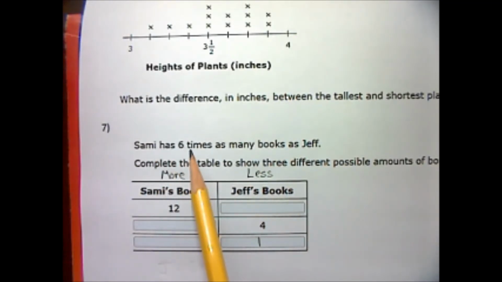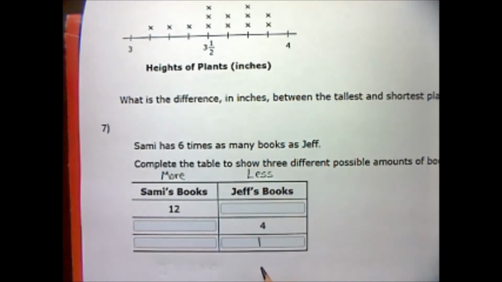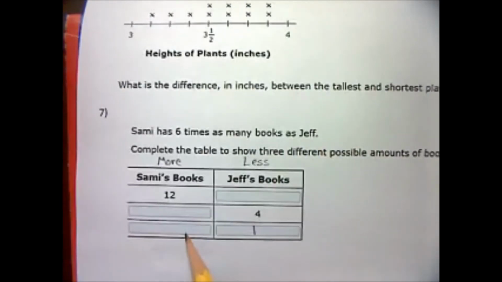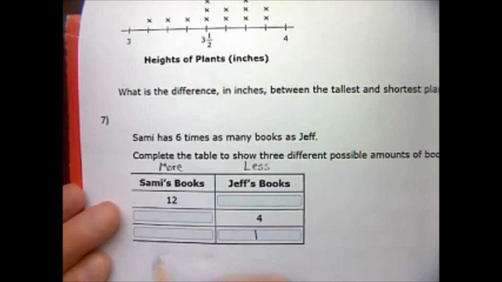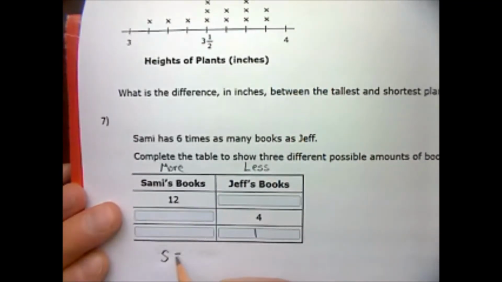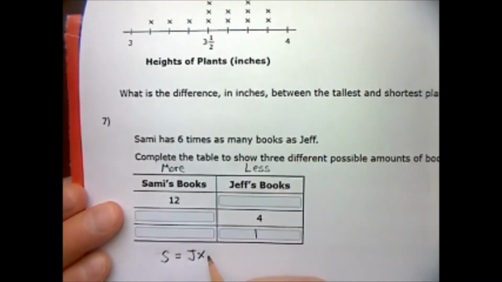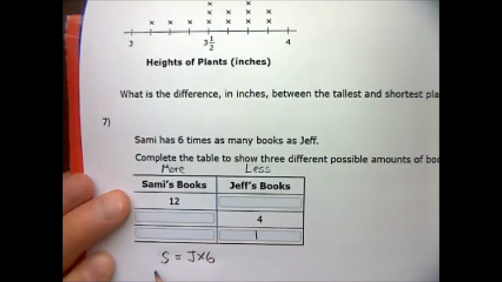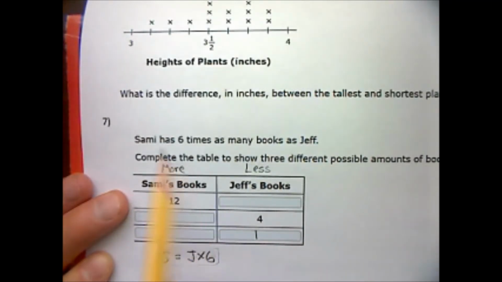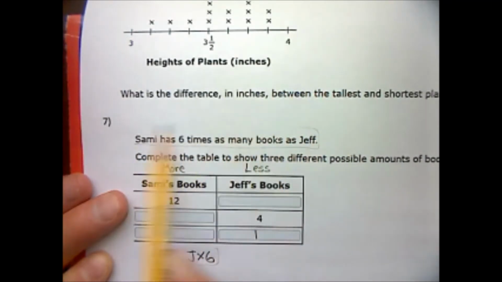All right, so look up here again. Sammy has 6 times as many as Jeff. Say Jeff only has 1 book. Well, Sammy has 6 times as much as that 1. So if you want to find out how many books Sammy has, you take the number of books Jeff has and you multiply it by 6. This is saying right here, it's saying the same thing as this up here.